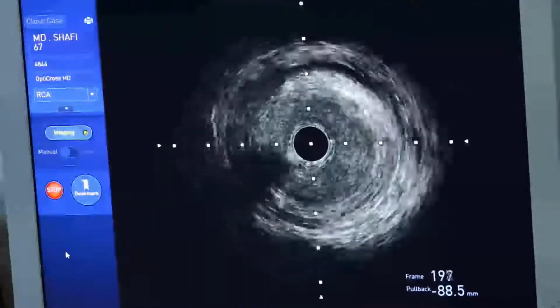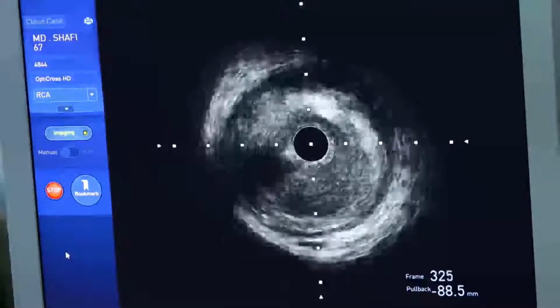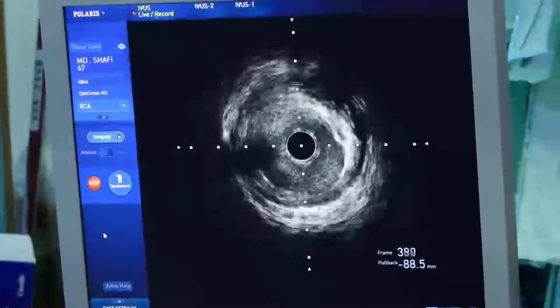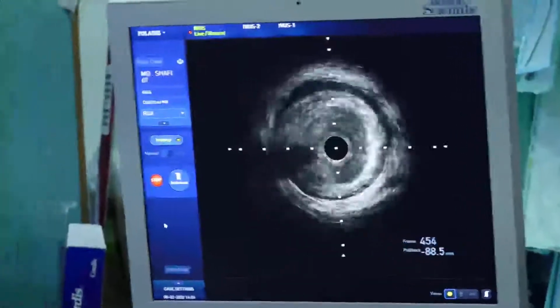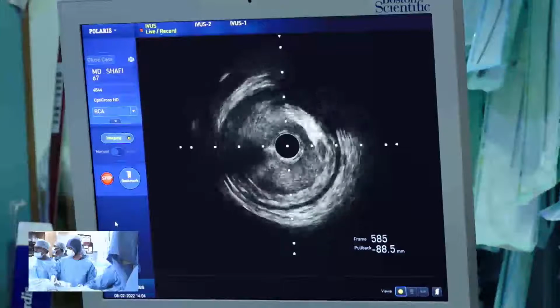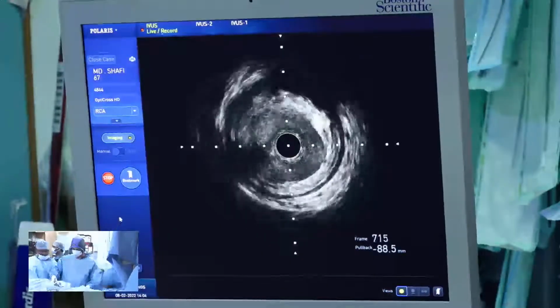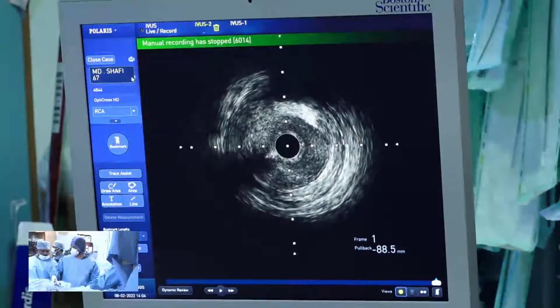You see, the vessel is huge, 1, 2, 3, almost a 4.5 vessel. Now you can see some plaque distally. Still we are distal to the stented segment. I think it's not moving. I will do manual. Put the manual mode.